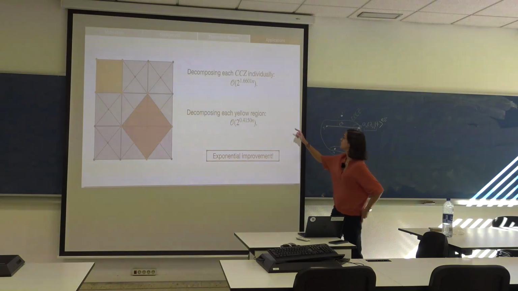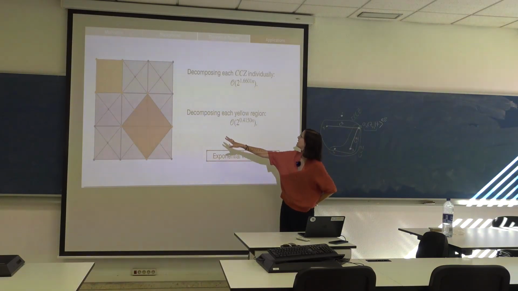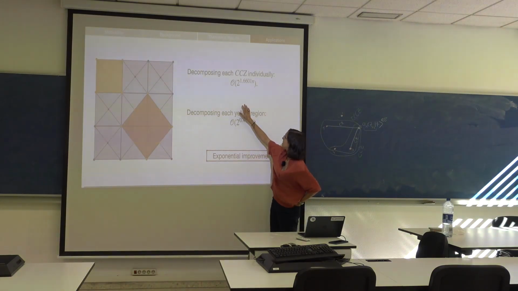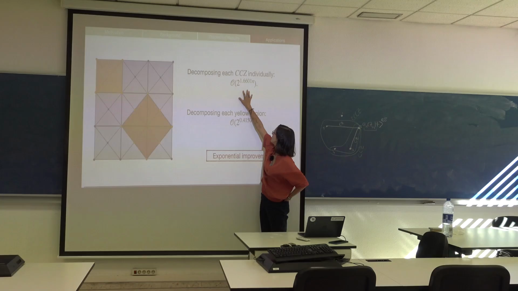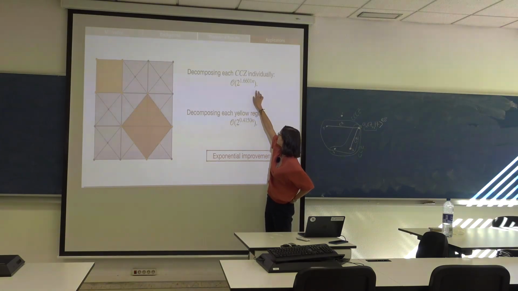And the point is, if you take a hypergraph that looks like this with n qubits and you decompose each of the control Z gates individually, you would get a runtime for the algorithm. You would get a stabilizer extent that would be 2 to the 1.6601 n.